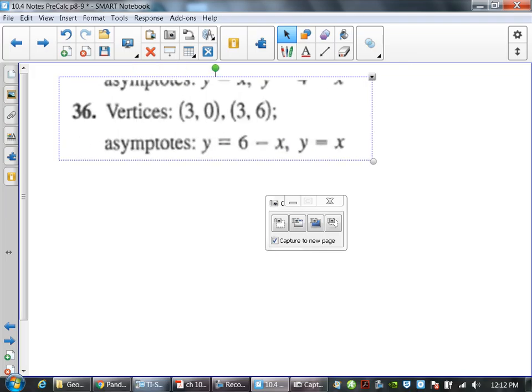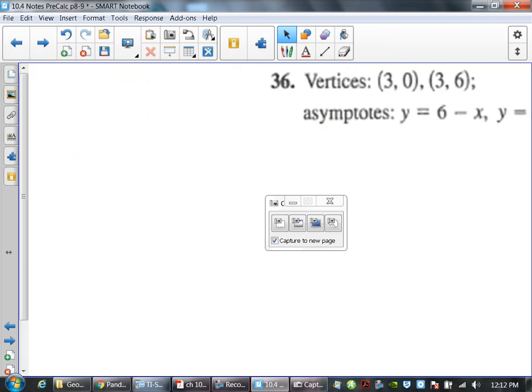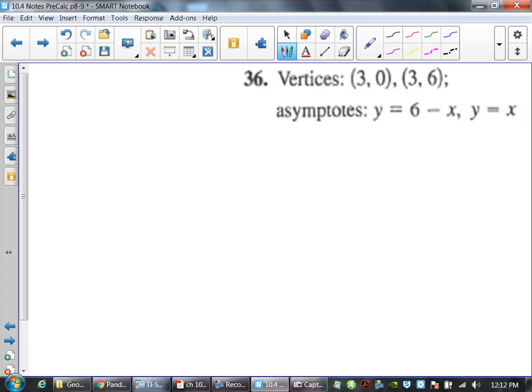So let's look at 36. We have to write the equation of the hyperbola with vertices at 3, 0 and 3, 6, with asymptotes at y equals negative x plus 6 and y equals x. Now, when we do this, remember, the easiest thing to start out with is to label where your vertices are on a rough sketch. That way you'll be able to tell what direction it's opening.